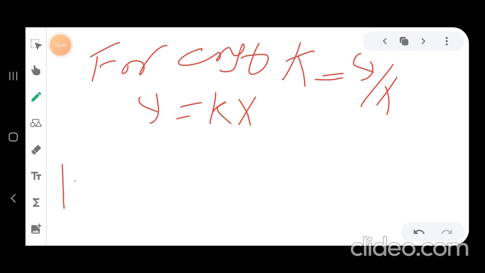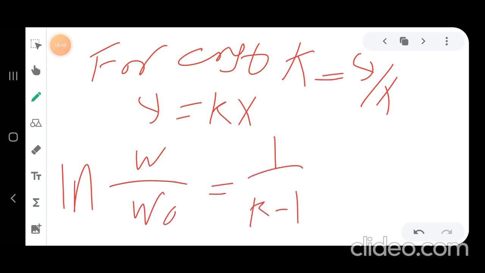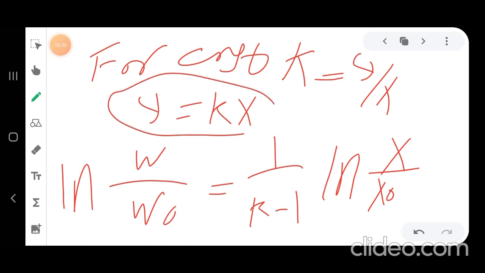Then you can integrate the equation analytically. You don't have to use numerical integration. Then you will be left with this equation: W over W naught is equal to 1 over k minus 1, where k is the distribution coefficient, then x over x naught. You can try this integration. It is just the integration of the Rayleigh equation, substituting y with kx.